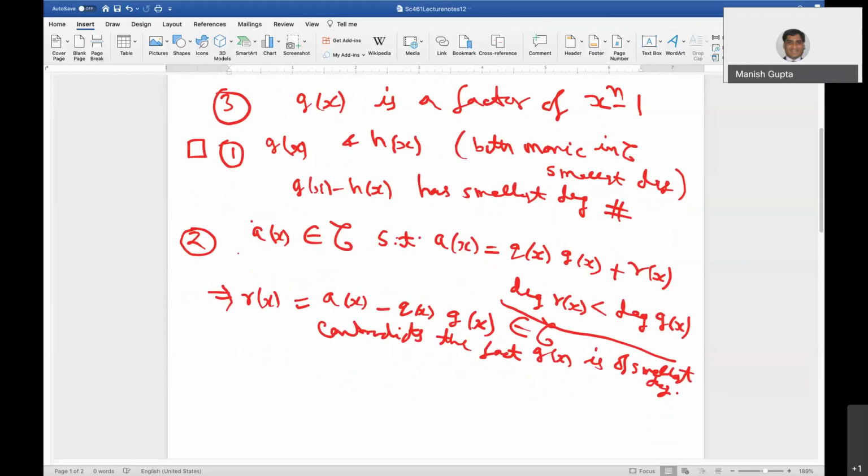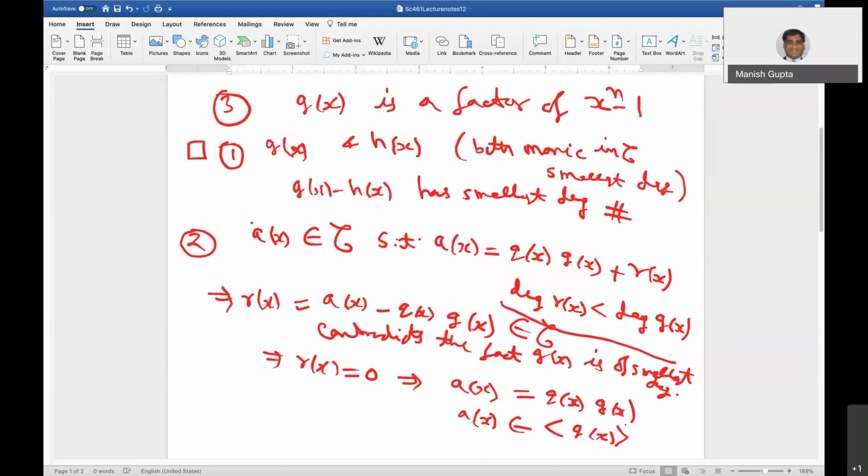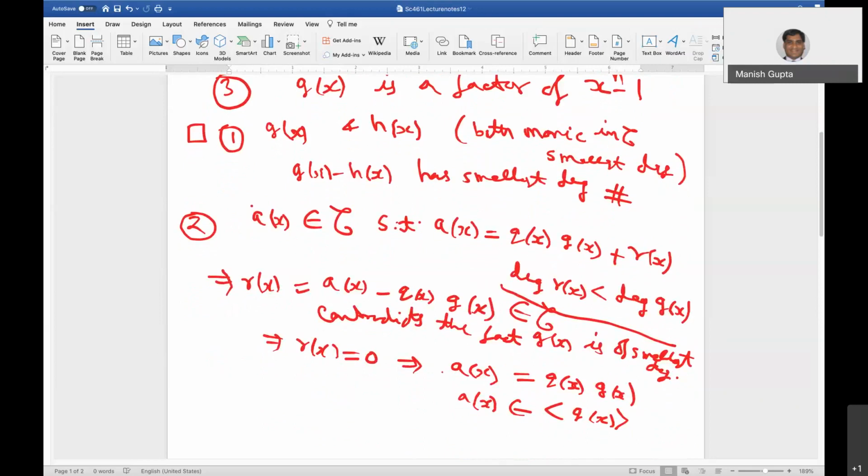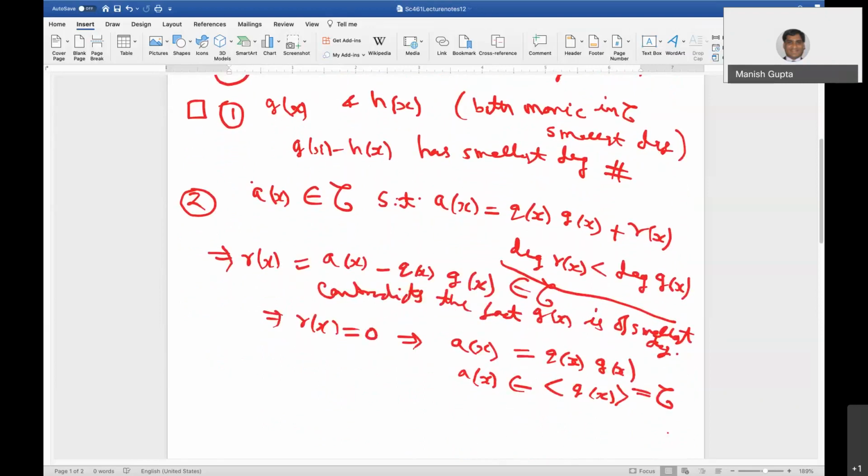Hence our assumption is not correct. In other words, r(x) is nothing but 0. So this implies that r(x) is the zero polynomial, and a(x) is nothing but q(x) times g(x). Okay. So a(x) is a multiple of g(x). This is the second proof. So C is a multiple of g(x), right? Which is our C.